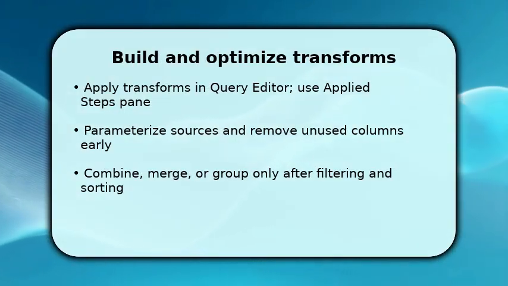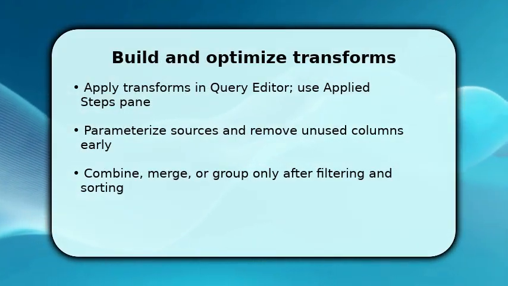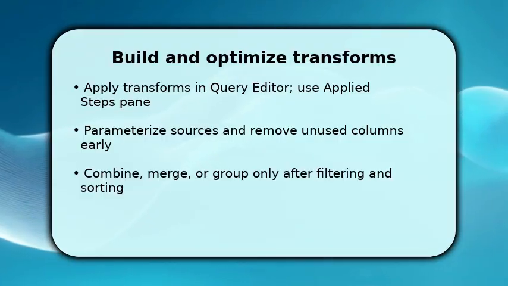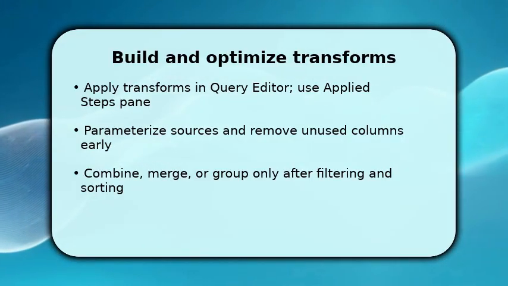Apply atomic transforms one at a time so each step is reproducible and debuggable. Use parameters for server names, file paths, or dates to make queries reusable, and remove unused columns early to reduce load. Once filtered and trimmed, perform merges or groupings.